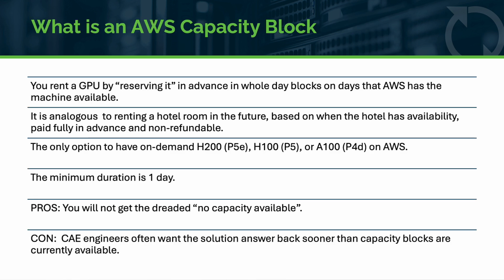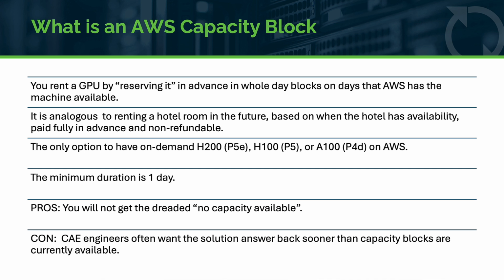A capacity block is like an advanced reservation at a hotel that you've prepaid. So you go and look in the future, which we'll show a screenshot of in a second, and you say, I want this kind of GPU, and it tells you when you can have it. You pay for it right then, at least one day. And then when that time comes in the future, you pay for it whether you use it or not.